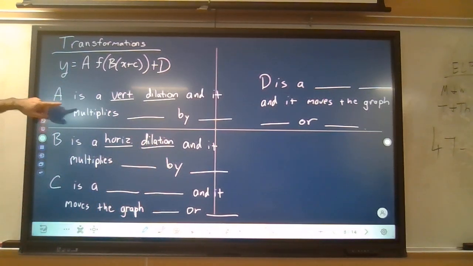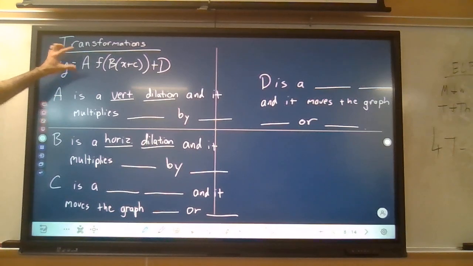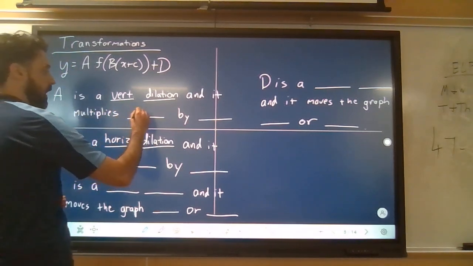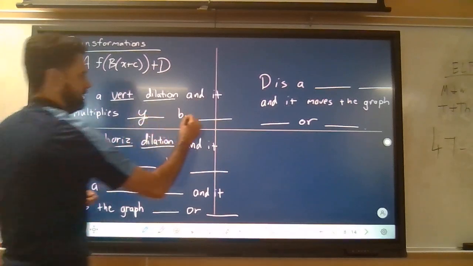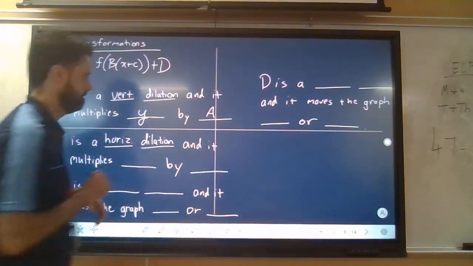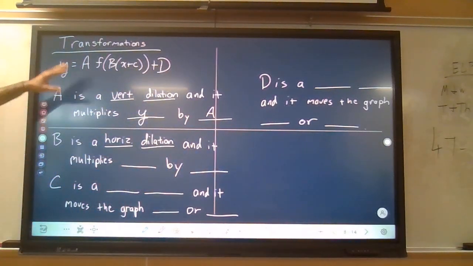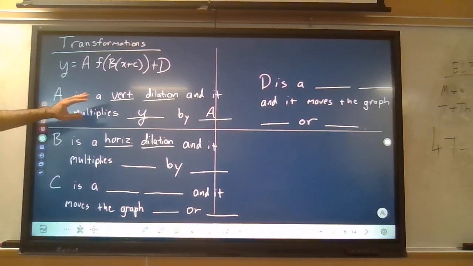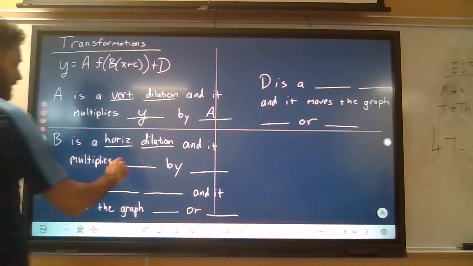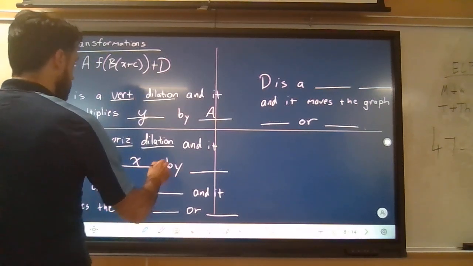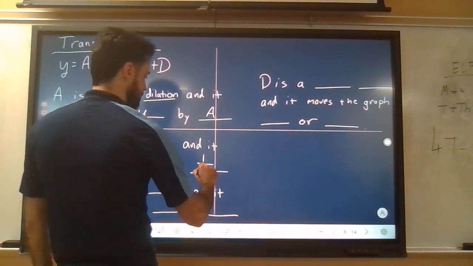And A is going to multiply, it's outside, so it's going to multiply the y coordinates by whatever A is. Again, A is a vertical dilation, it multiplies y by whatever A is. B is going to multiply, it's on the inside, so it's going to affect x. It multiplies x by the reciprocal of B, 1 over B.